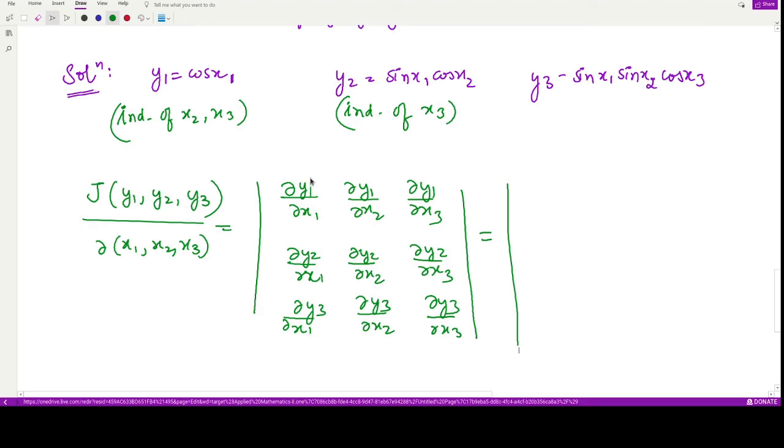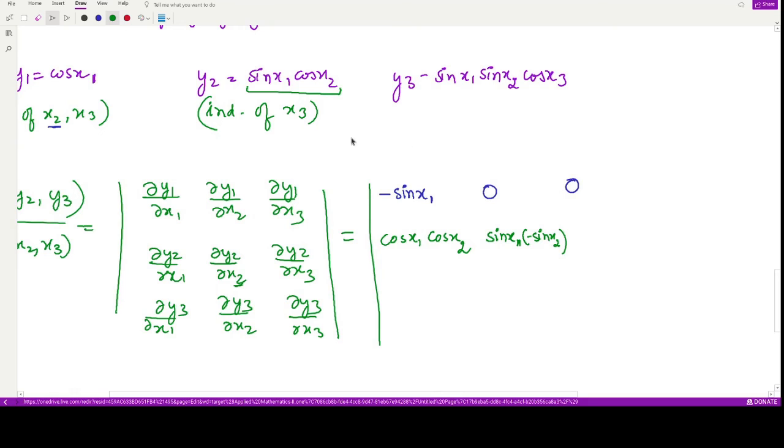So what is the derivative partially of y1 with respect to x1? That would be equal to minus sine x1. And the derivative of y1 with respect to x2, because it is independent of x2, is equal to 0, and with respect to x3, this is also equal to 0. Now what is the derivative of y2 with respect to x1? Its derivative would be cos x1, and cos x2 would come as such. And then the derivative of y2 with respect to x2 would be sine x1 as such, and then the derivative of cos x2 would be minus sine x2. And the derivative of y2 with respect to x3 would be equal to 0.